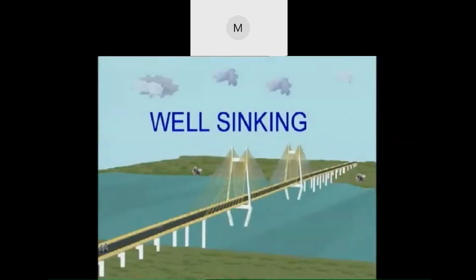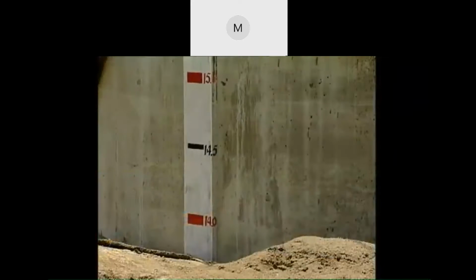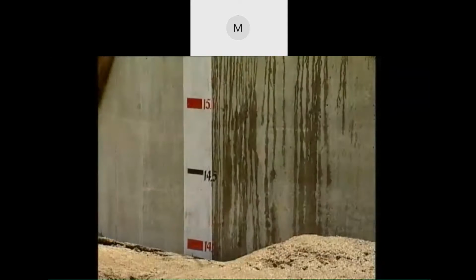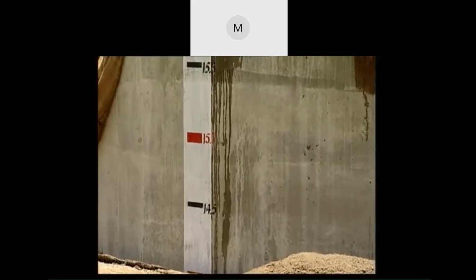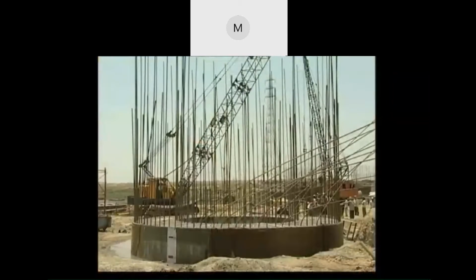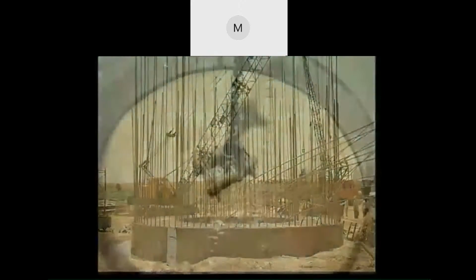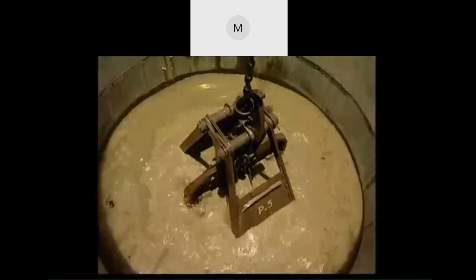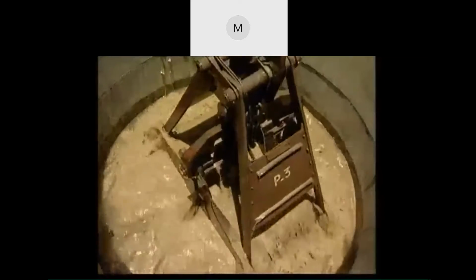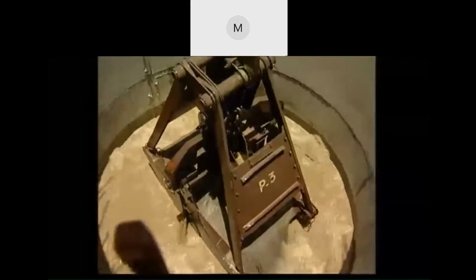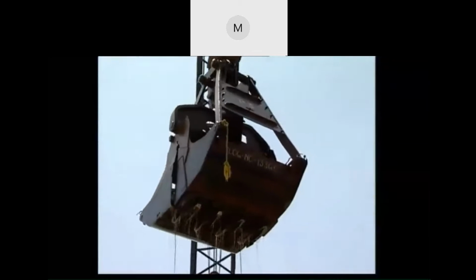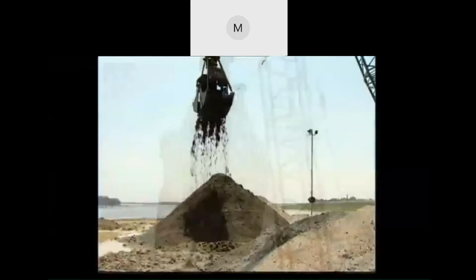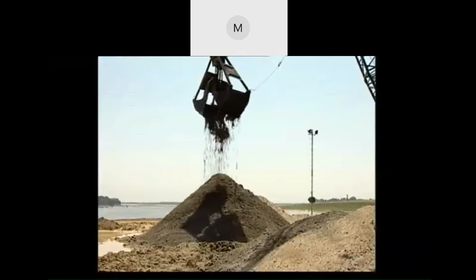Well sinking. Well sinking is an important activity and is carried out with utmost care. The wells normally sink into the ground by their own weight. The soil underneath the cutting edge and in the central dredge hole is removed by using grabs. Continuous grabbing operation is carried out till the well is sunk down to the desired level.